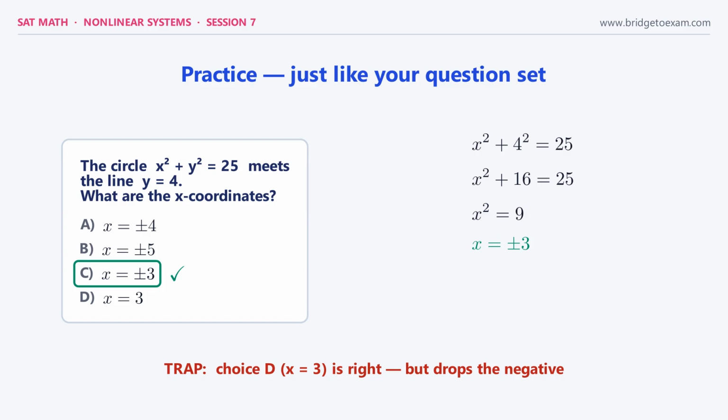Plus or minus 4 just hands you back the y value from the problem. Plus or minus 5 is the radius. That would be the answer if the line were y equals 0. And plus 3 is the killer. It's right, but it's only half right. It drops the negative. That last one is the most chosen wrong answer on questions like this.